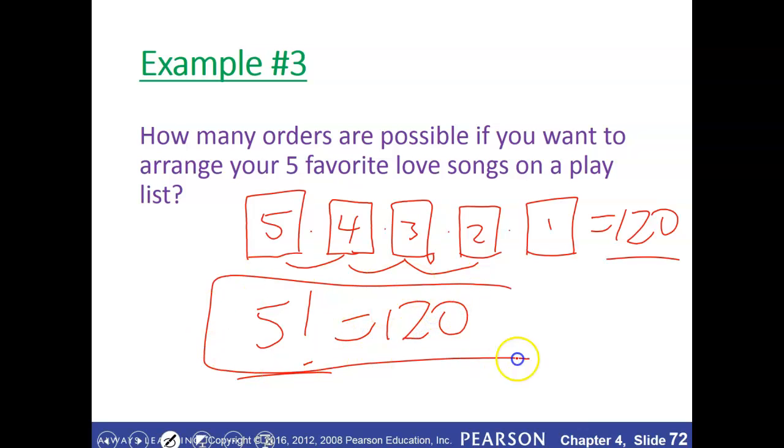I want you to do that on your calculator. Now I'll repeat that again. Press 5 first, then press the math button, which is right underneath the alpha button. When you press the math button, over to the right you'll see PRB. You press that, and the fourth thing you can choose is the factorial sign. And 5 factorial is 120. That's what you can do whenever the numbers are in descending order like they are here.